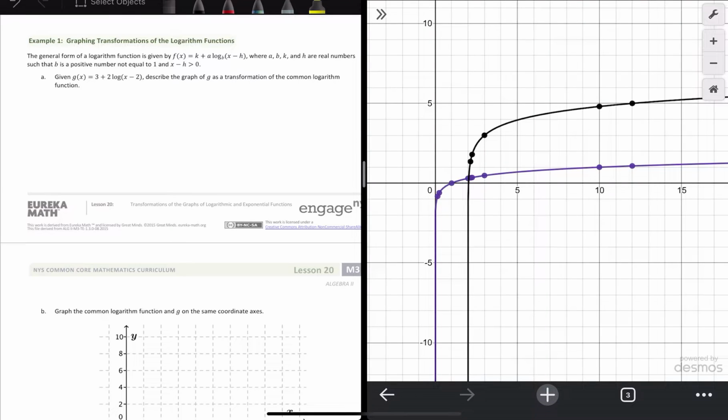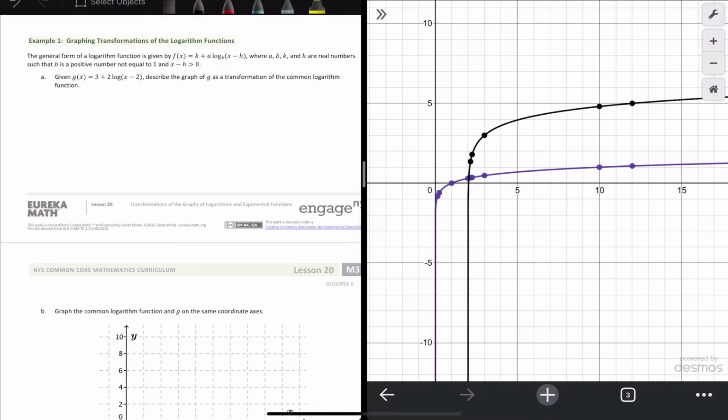Okay, so this is Algebra 2, Module 3, Lesson 20, Part 2. Let's go ahead and look at example 1 here, graphing transformations of logarithmic functions. We have the general form of the logarithm: f of x is equal to k plus a log base b of x minus h. They're all real numbers.